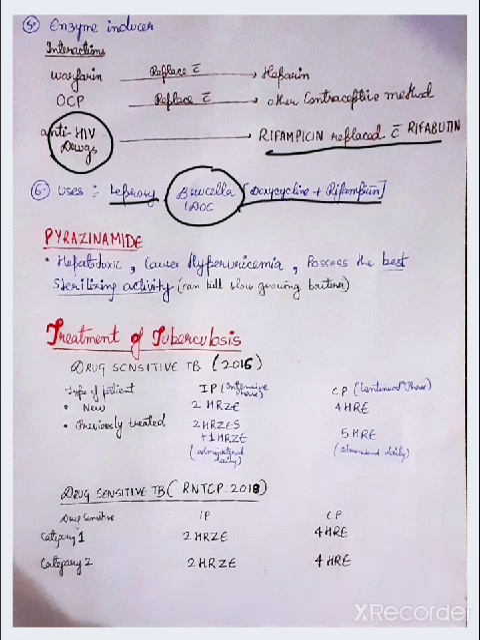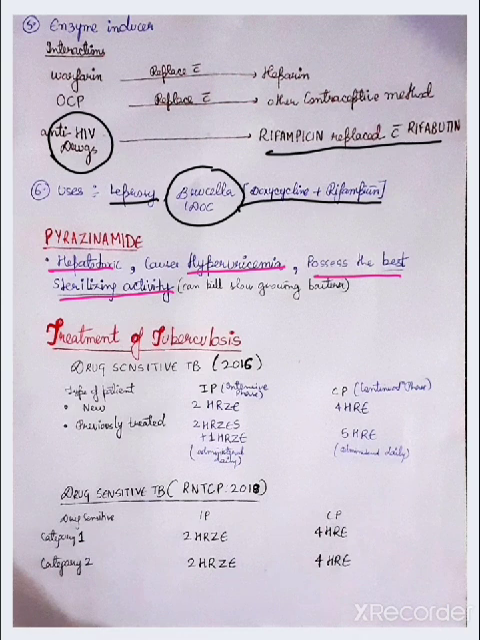Now we'll come to another drug, pyrazinamide. Pyrazinamide is hepatotoxic, the most hepatotoxic drug. It causes hyperuricemia and possesses the best sterilizing activity, meaning it can kill slow growing bacteria.